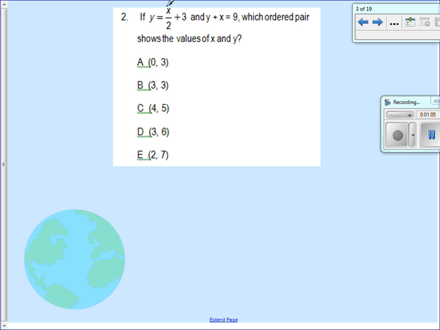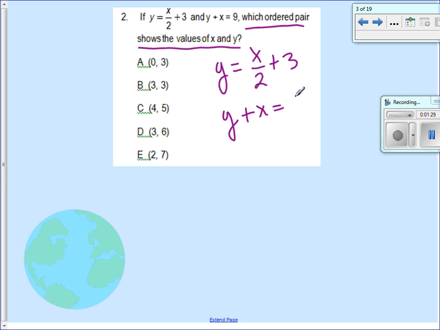Number 2, if y equals x over 2 plus 3 and y plus x equals 9, which ordered pair shows the values of x and y? What did you guys do to solve for this one? Why did you plug them in? We're not supposed to. All you have to do is graph in your calculator. Minus x on both sides, so I have y equals negative x plus 9. You should be graphing this one and graphing this one, and determine their point of intersection.